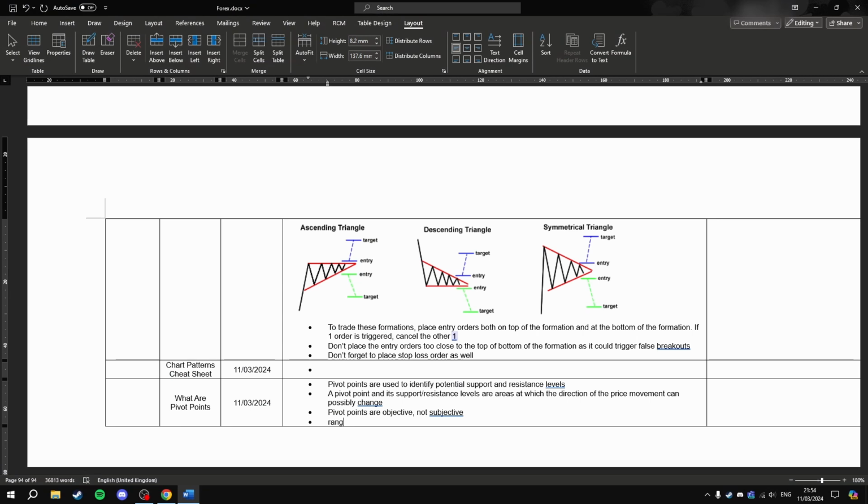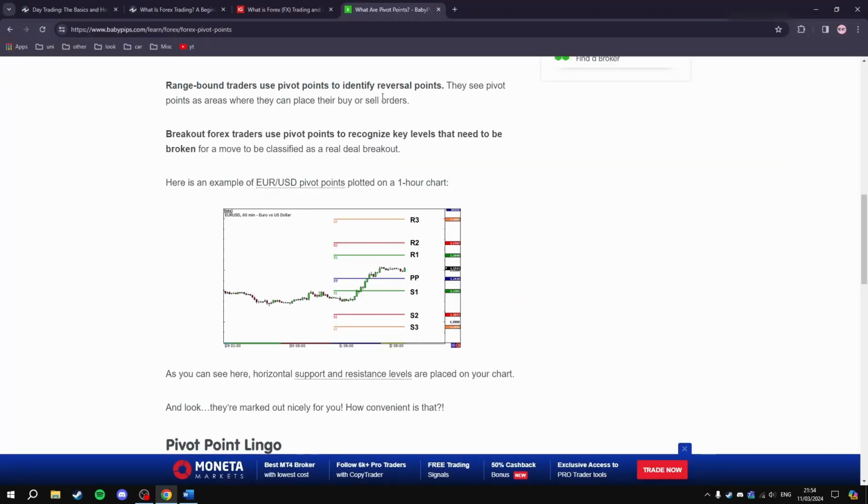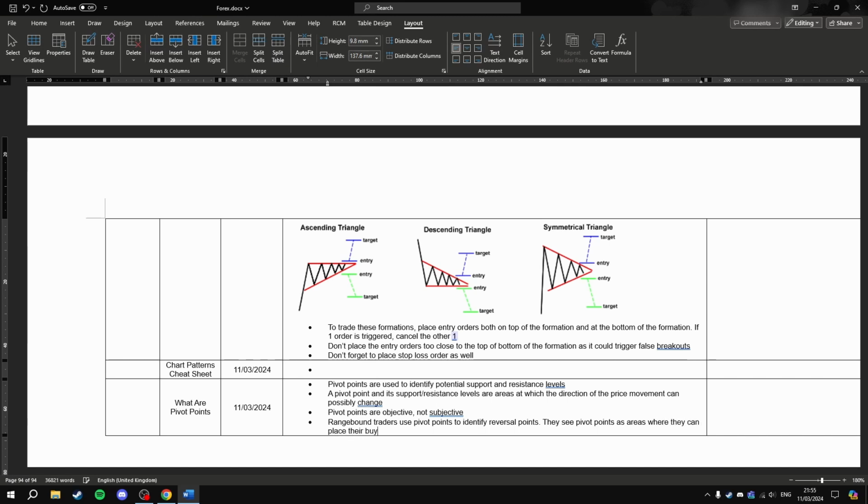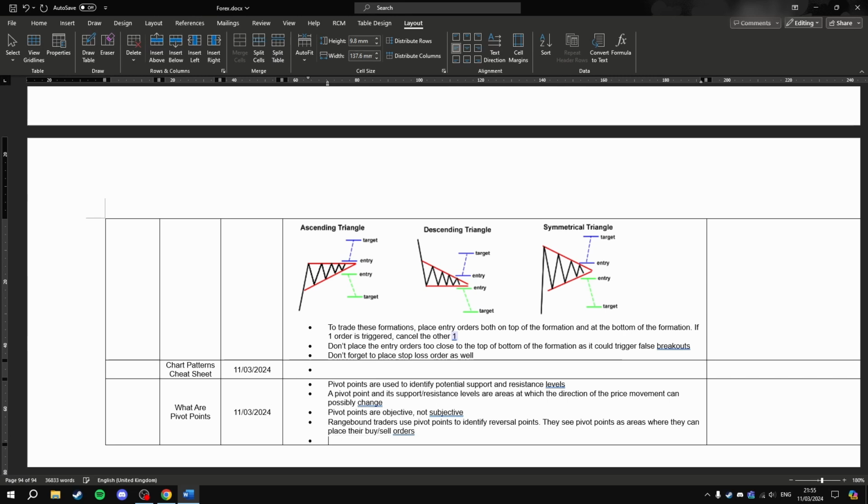So, range-bound traders use pivot points to identify reversal points. They see pivot points as areas where they can place their buy or sell orders.